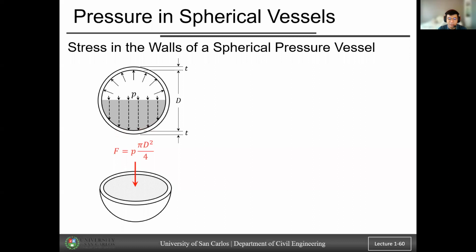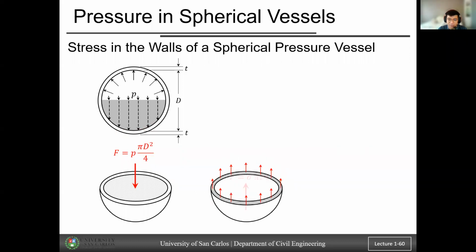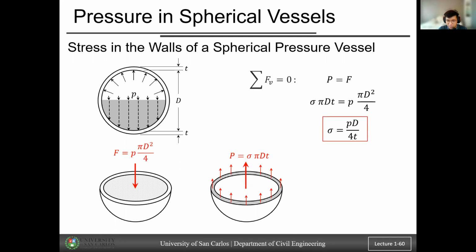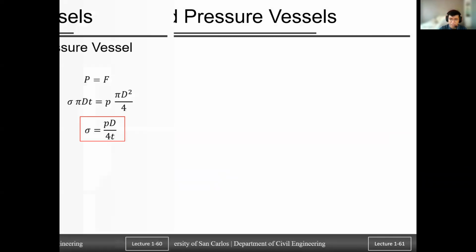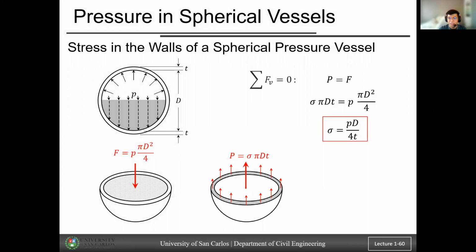Okay, so we also have an additional spherical vessel. So same formula. So PD over 4T. So as long as you know the different components of the material. So T with respect to thickness, D diameter, so on and so forth.